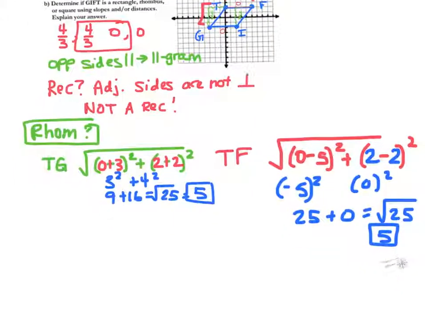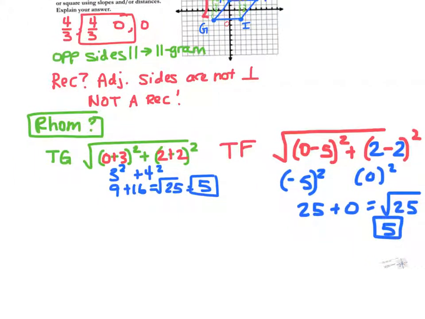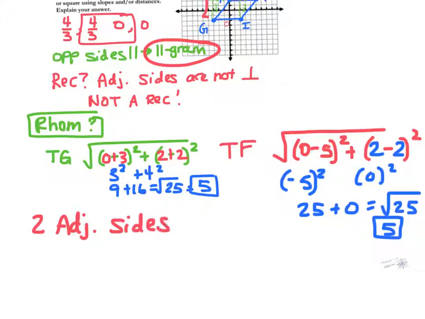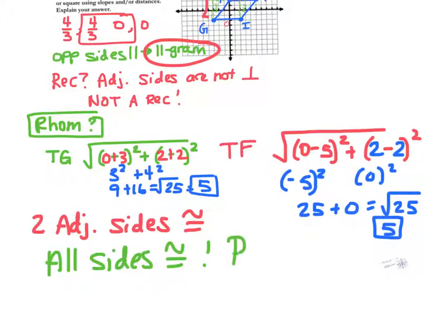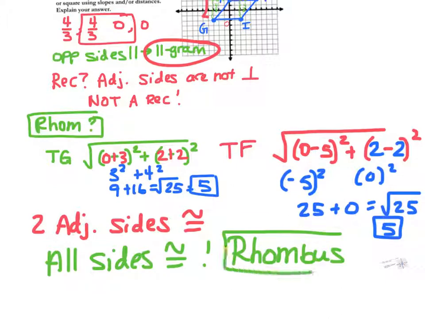So now I have a parallelogram, which I solved because the opposite sides are parallel. But now I have two adjacent sides congruent. Since it's a parallelogram, I know the opposite sides are congruent. Now I know that all of the sides are congruent. They're all 5. So my final classification is that this is a rhombus. Did that baby in 5 minutes. Awesome.